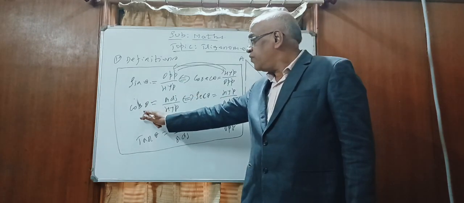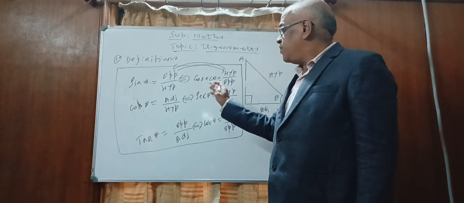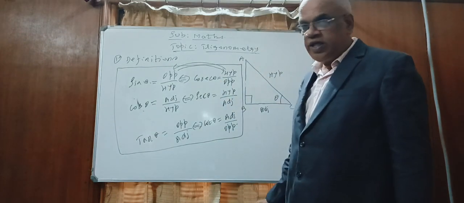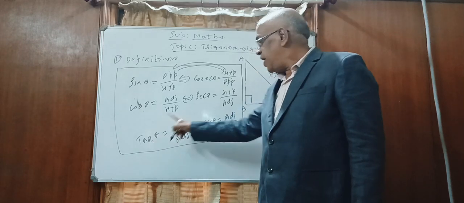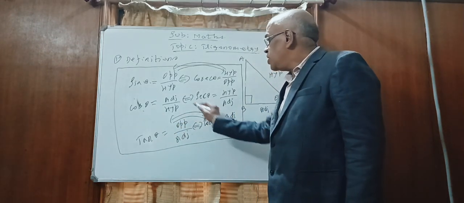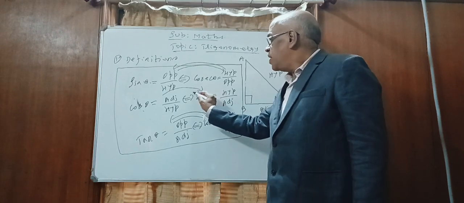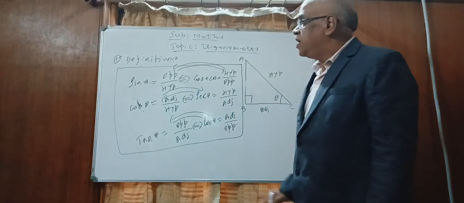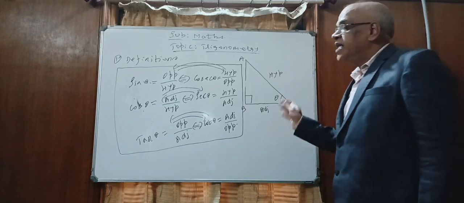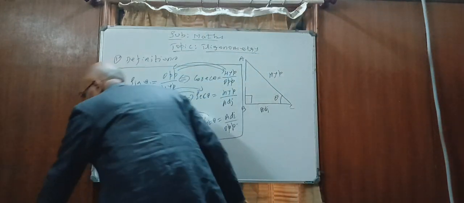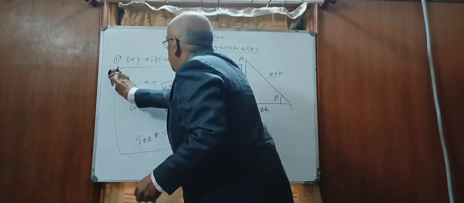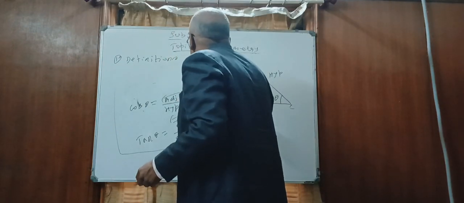What is the reciprocal of cos? Sec theta. What is the reciprocal of sec? Cos. Cos and sec are reciprocal to each other. What is the reciprocal of tan? Cot. Reciprocal of cot? Tan. So tan and cot are reciprocals. See children, this is the beauty of trigonometry, the easiest topic. Already we have finished the second topic also, reciprocal ratios. Two topics we have finished, isn't it?